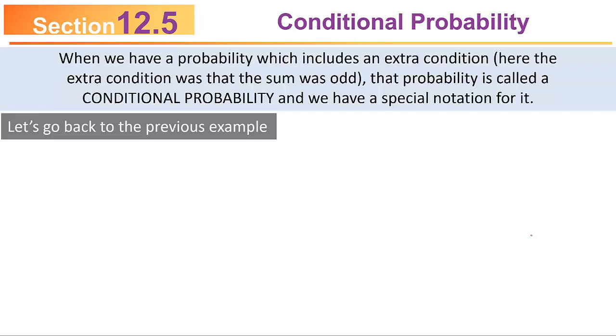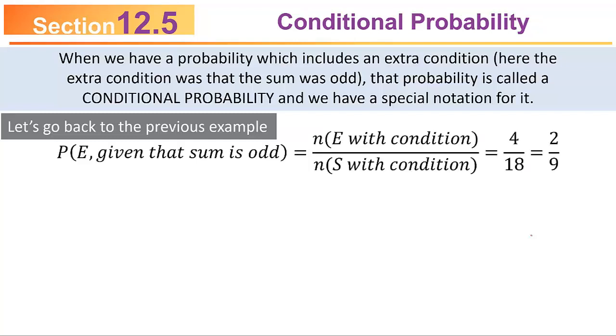If we go back to that previous example, the probability of E, comma, given that the sum is odd, I just wrote this sort of intuitively. We're going to modify that. Suppose we call that condition F. In other words, the sum being odd is a new condition called F. So the sum being 5 was the event E. Now we're going to call the sum being odd the condition F.